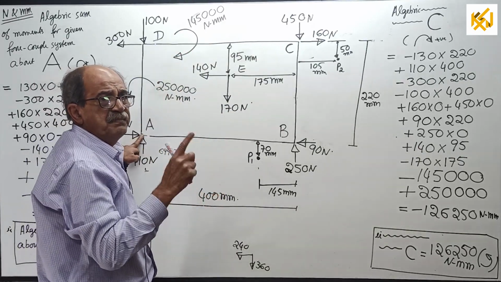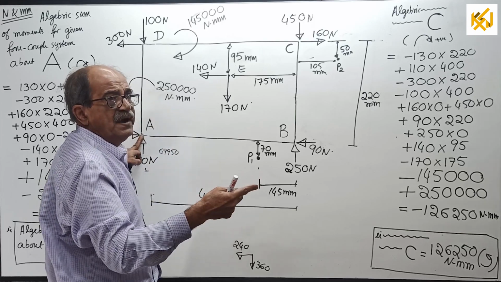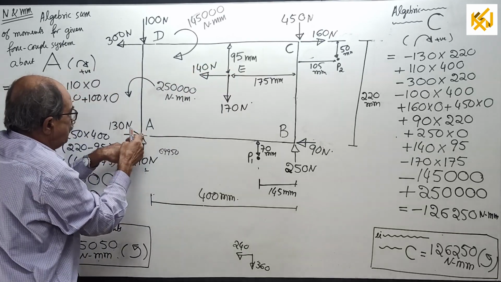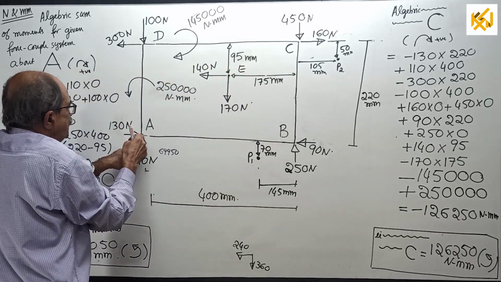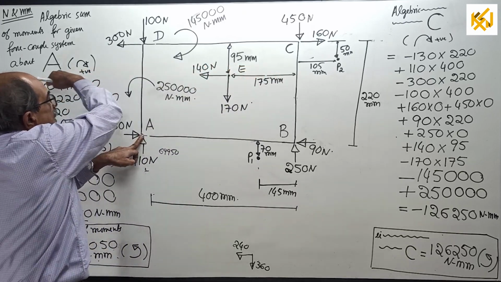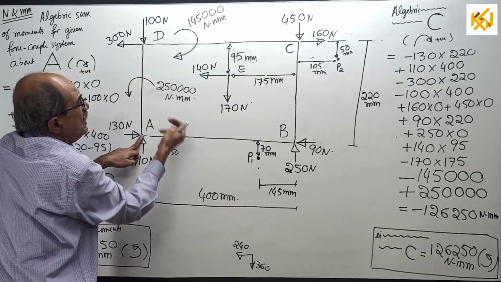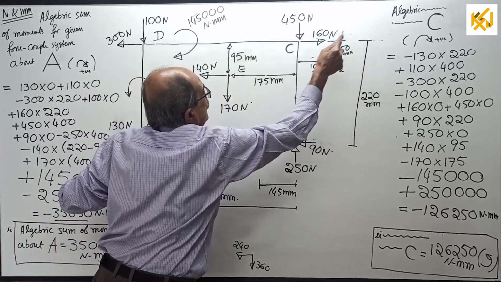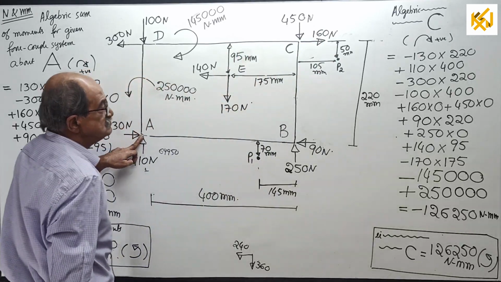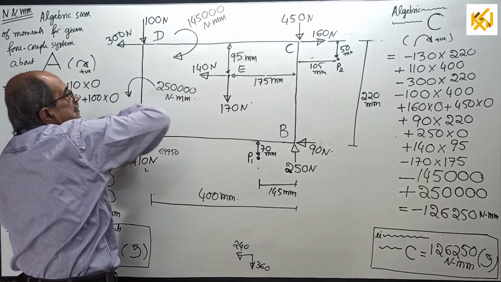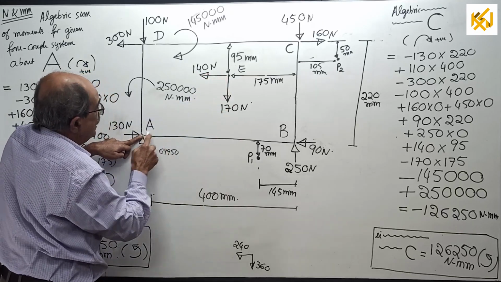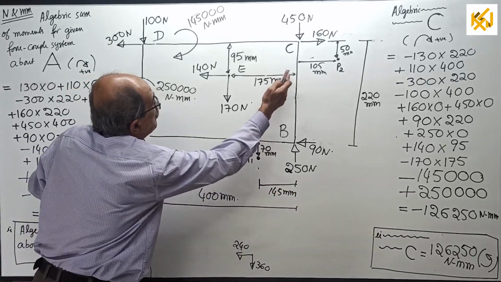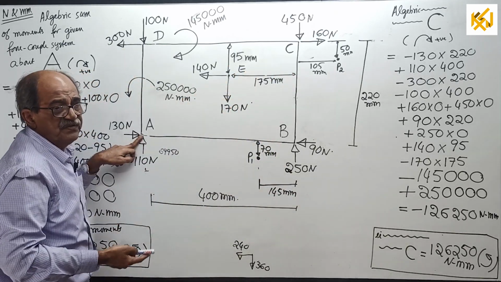Wherever I say clockwise, the plus sign will be there. Wherever I say anti-clockwise, the minus sign will be there. Then 140: moment about this point. 140 into the perpendicular distance from this point to this force's line of action, which will be from here to here, 220 minus 95, anti-clockwise. Then 170 into this distance, 400 minus 175, clockwise.